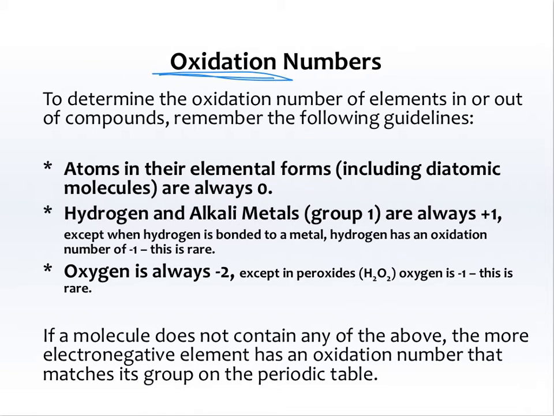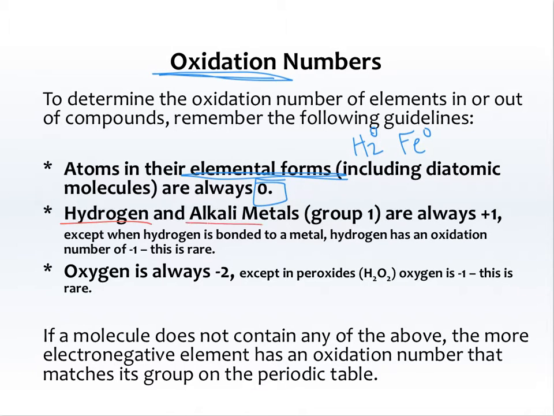Okay, so oxidation numbers. Essentially, this is going to be the charge of an element that's inside a compound. So to determine the oxidation number of elements in or out of compounds, remember the following guidelines. Atoms in their elemental forms, that's including diatomic molecules, are always zero. So for example, hydrogen's diatomic molecule has a charge of 0. Iron, which is just a single atom, has a charge of 0. Anything that's a single element, hydrogen, iron, oxygen, neon, has an oxidation number of 0.